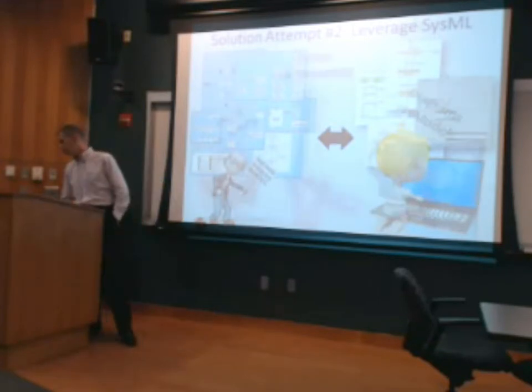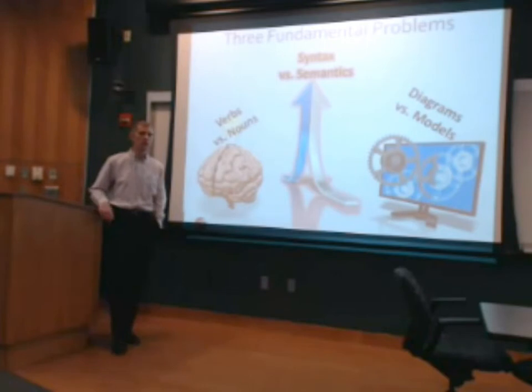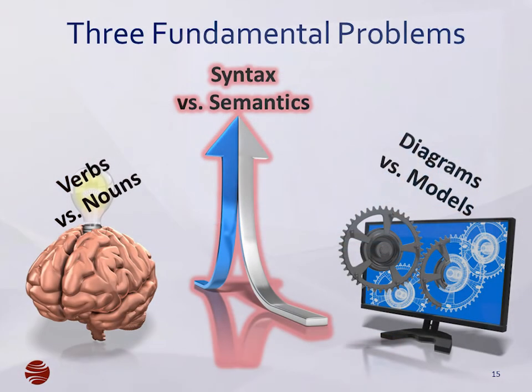Why is that? We got three fundamental problems. Mike Pinotti called one of these out in his position paper, verbs versus nouns. Systems engineers tend to look at things from a behavioral perspective, and that's where we start. Software engineers, well, the place we start is object identification. Which one's right? Which one's wrong? They're both right. They're both wrong. It depends on what you're trying to do.